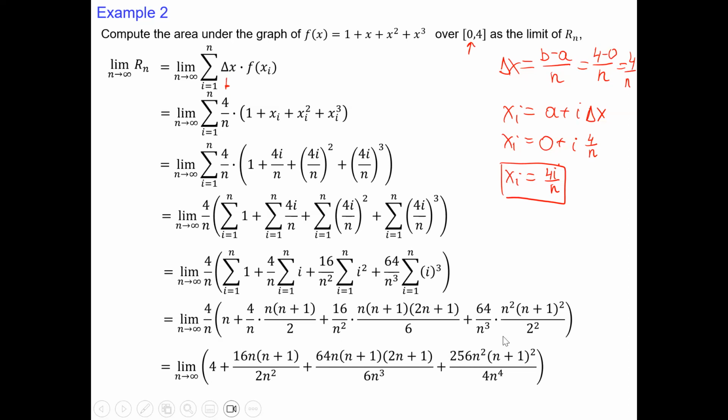64 times 4, 256, and then copy everything, and n cubed times n is n to the power of 4, and this is 4. And now we can see this is n squared, this is n squared, n cubed, n squared, n squared. That means all of the limits exist as a finite, non-zero number. This will be 16 over 2, 8. This will be 64 over 6, or actually times 2, then 64 over 3, because this will cancel out. 256 divided by 4, which is 64.